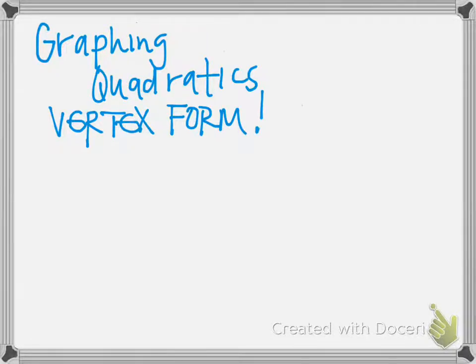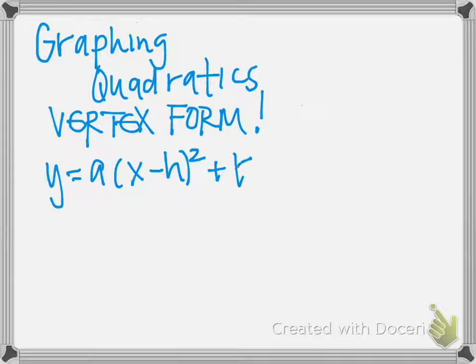This video is graphing quadratics in vertex form. First thing you need to know is the general form of vertex form. Here's what it looks like. From this general form, this is how you find the vertex of a parabola.